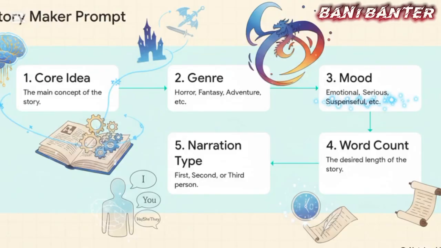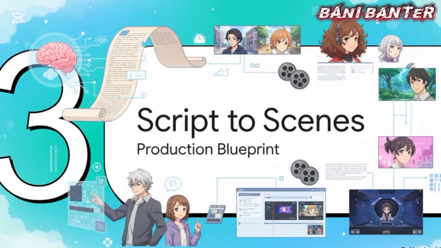So the key is to use a formula, kind of like this one. You feed the AI the core idea, you tell it the genre, the mood you're going for, target word count so it doesn't ramble, and the narration type. By the way, most of these online stories use third person. Giving the AI these kinds of constraints is how you guide it to create exactly what you're picturing in your head.